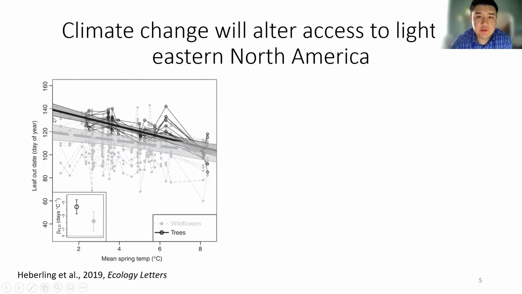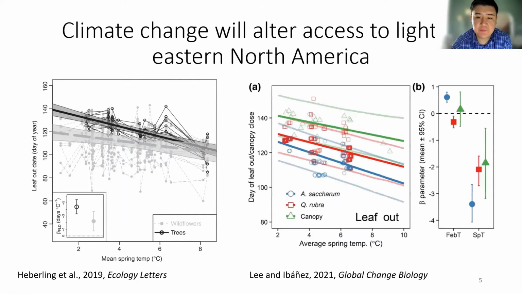You can basically think of the distance between these two lines as the duration of that spring light availability. So under cold spring conditions, that might be about 20 days here on the y-axis. But as spring is warm, the distance between those lines decreases. And so access to spring light for those understory wildflower species is also expected to decrease, or has already decreased, but is also expected to continue to decrease into the future.